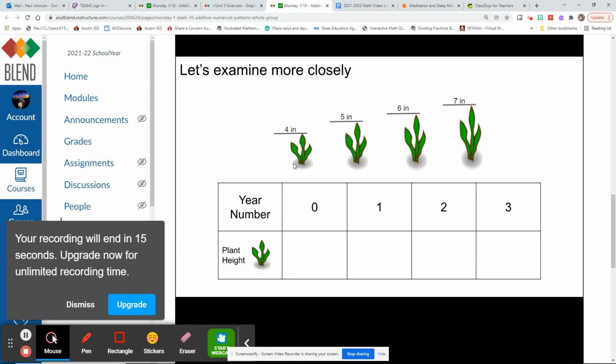So go ahead and see if you can plug in the information here to the chart right here, and organize our data a little bit better. So it should say how tall it was after 0 years, 1 year, 2 years, and 3 years.